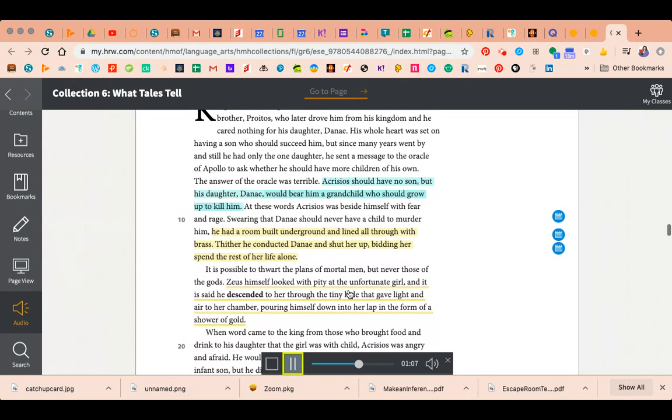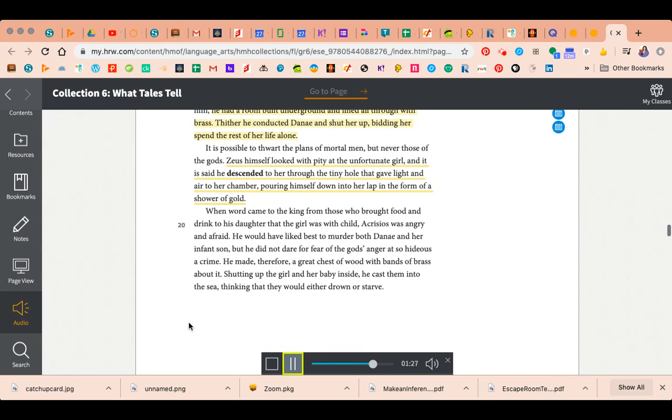It is possible to thwart the plans of mortal men, but never those of the gods. Zeus himself looked with pity at the unfortunate girl, and it is said he descended to her through the tiny hole that gave light and air to her chamber, pouring himself down into her lap in the form of a shower of gold. When word came to the king from those who brought food and drink to his daughter that the girl was with child, Acrisios was angry and afraid. He would have liked best to murder both Danae and her infant son, but he did not dare for fear of the gods' anger at so hideous a crime. He made, therefore, a great chest of wood with bands of brass about it. Shutting up the girl and her baby inside, he cast them into the sea, thinking that they would either drown or starve.